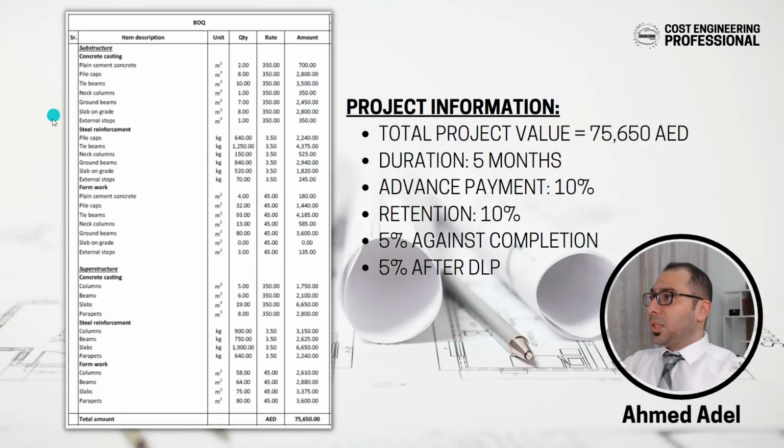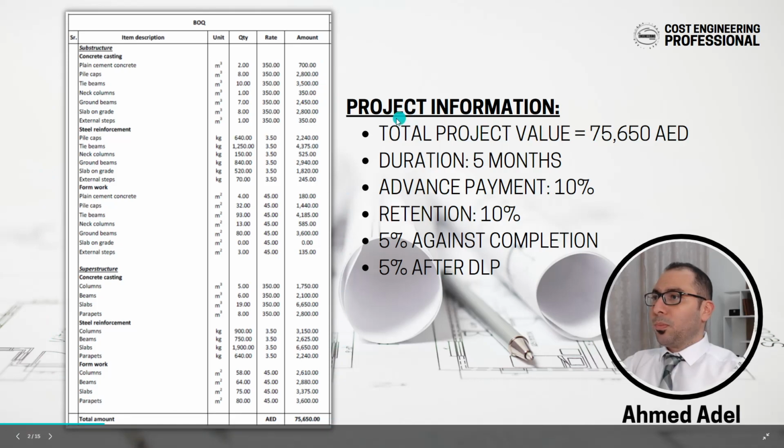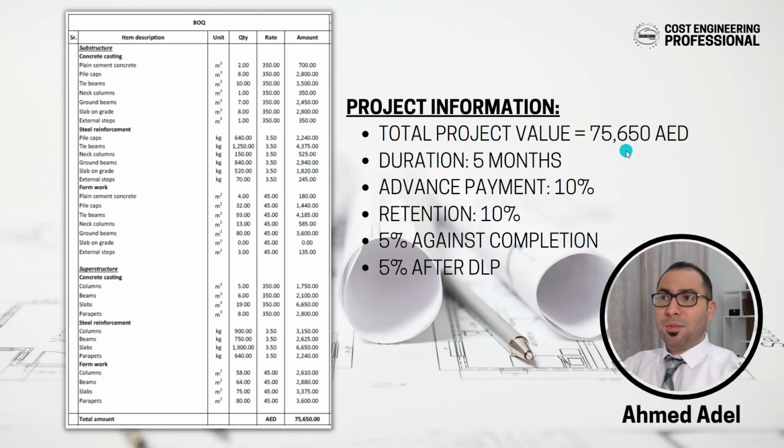Alright, so here is our project BOQ, and we have some project information here. The project value is 75,650 and the duration is 5 months. So basically we will be having 5 interim payment applications and the 6th one will be the final account. And the advance payment is 10% from this value, and the retention is also 10% from this value. 5% will be released against completion and 5% will be released after DLP.